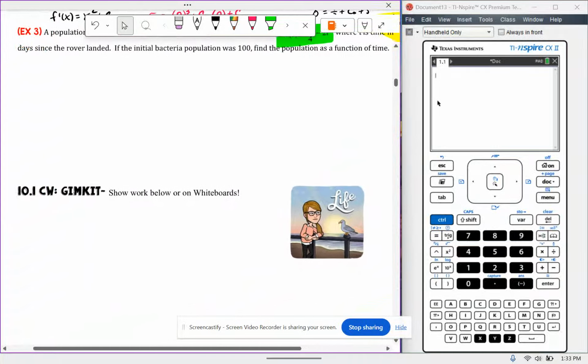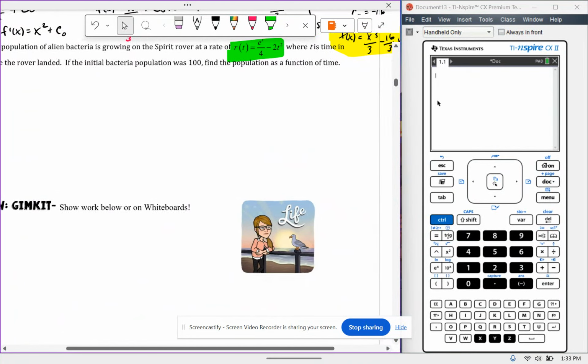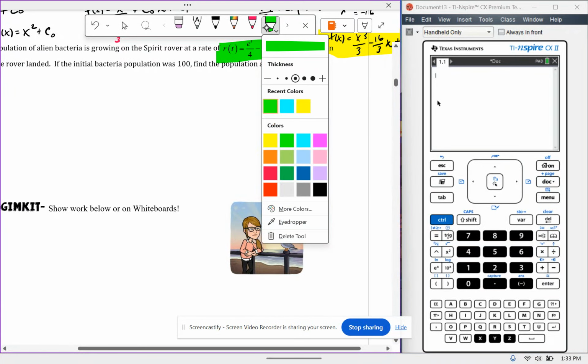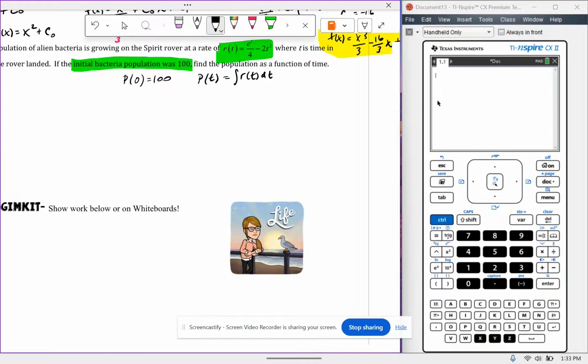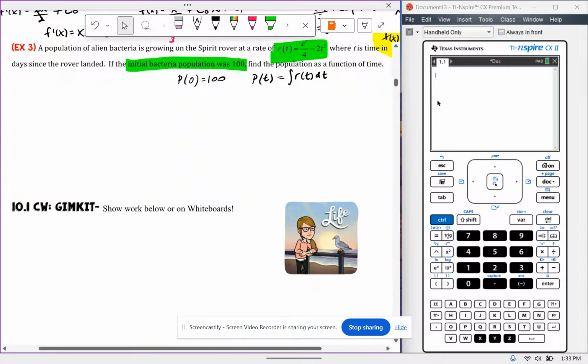Where t is time in days since the rover landed. If the initial bacteria population was 100, hey, what's that? That's a clue to help me satisfy the initial conditions, right? So when t equals 0, the population was 100. So we would say p of 0 equals 100. Our original that we're trying to find is going to be p of t. And the way we're going to get there is by integrating r of t. Are we good with the plan? You ready to go?